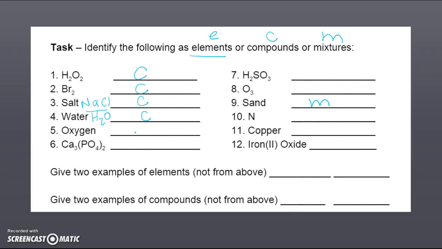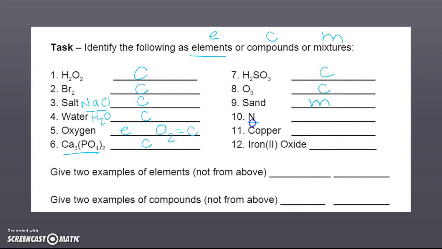Oxygen. Oxygen is an element when we refer to the periodic table, the element that lives on the periodic table. However, one note: oxygen is written as O2, so this would be a compound if referring to how it actually exists in reality. The next one, as you notice, has many different elements that make up this compound, so it's a compound. The next one, same thing. O3 is an example of a compound that's made up of one particular element, but there's more than one of them, so this is a compound as well.